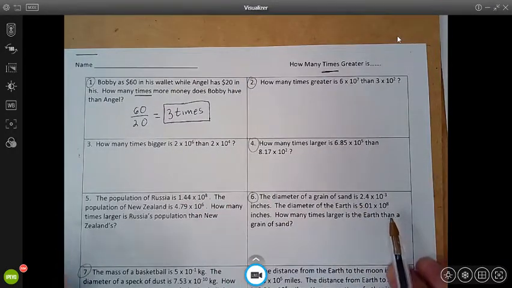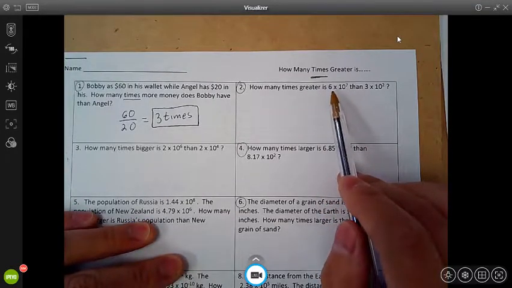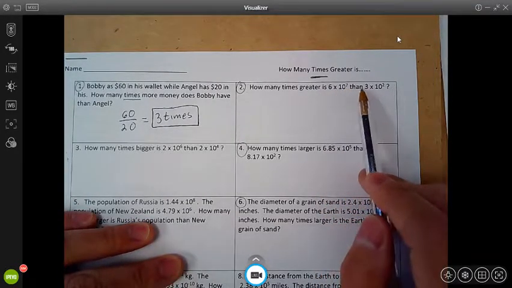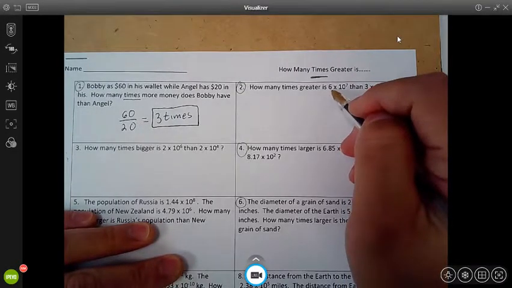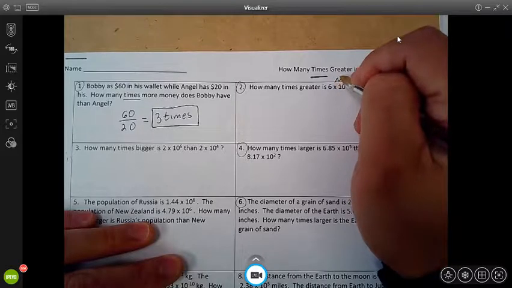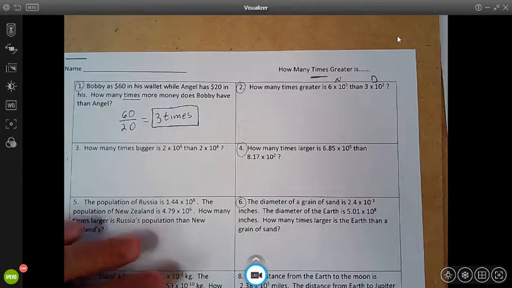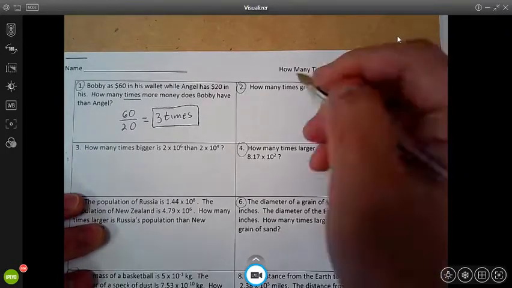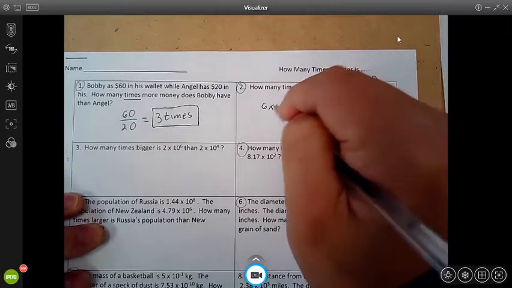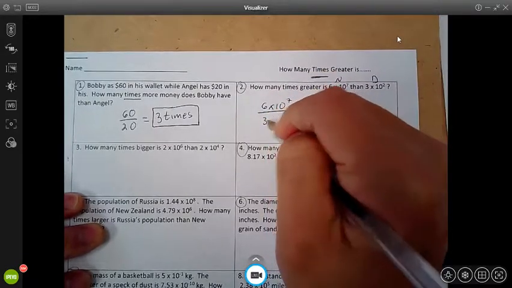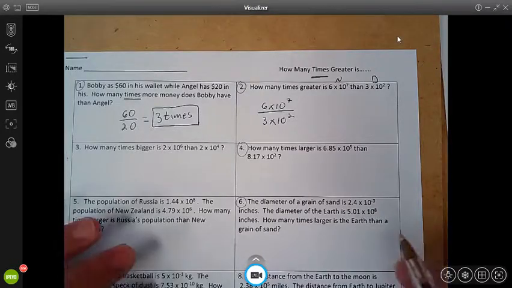All right, let's take a look at number 2. How many times greater is 6 times 10 to the 7th than 3 times 10 squared? All right, so here's our bigger number. That's going to be our numerator. So I want to put numerator and denominator. All right, so let's go ahead and divide. We have 6 times 10 to the 7th divided by 3 times 10 squared. I do want you to set it up for full credit on this.